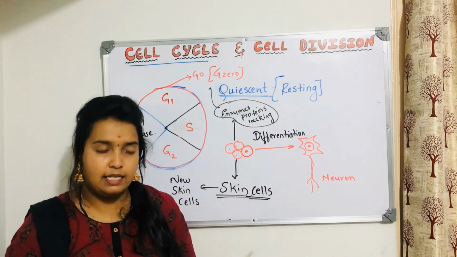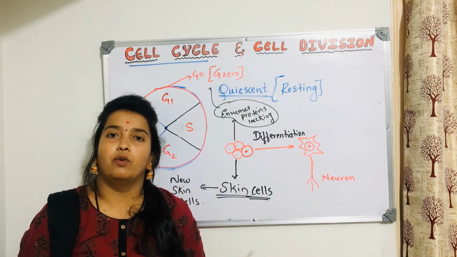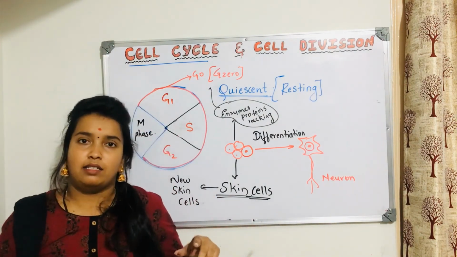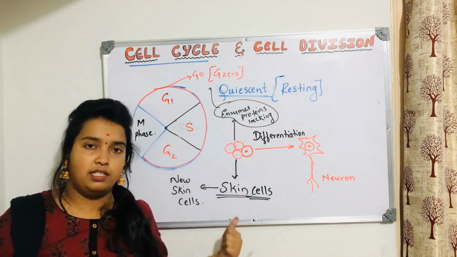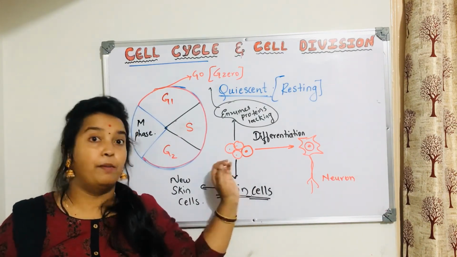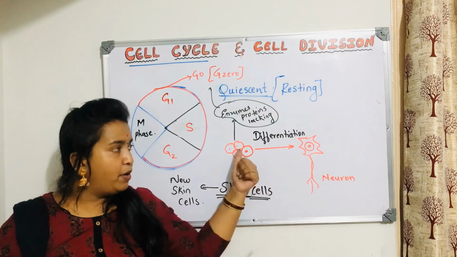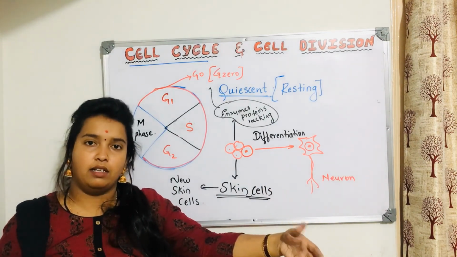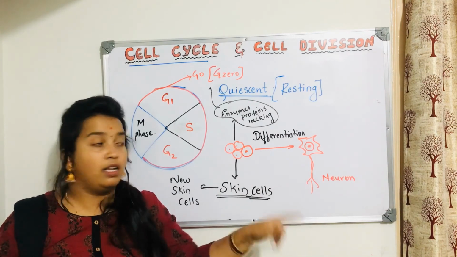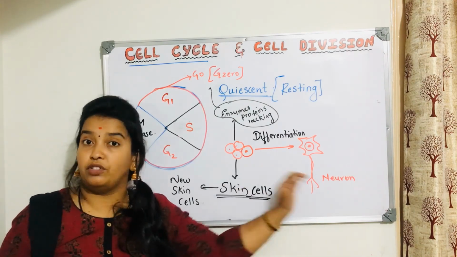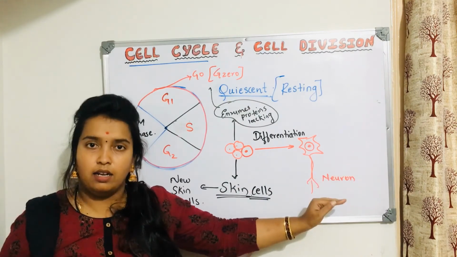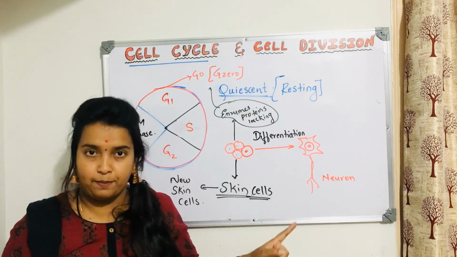This is one case. Second case is once the cell has differentiated. We call this differentiation temporary differentiation, and this is permanent differentiation. Temporary differentiation means temporarily it has differentiated. If it wants, it can divide again. Here permanently it has differentiated. Once differentiation is done, again it is not going to divide.